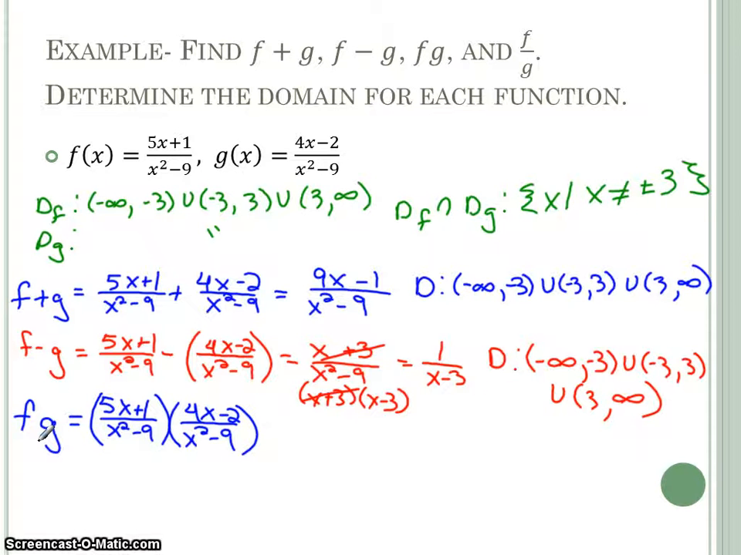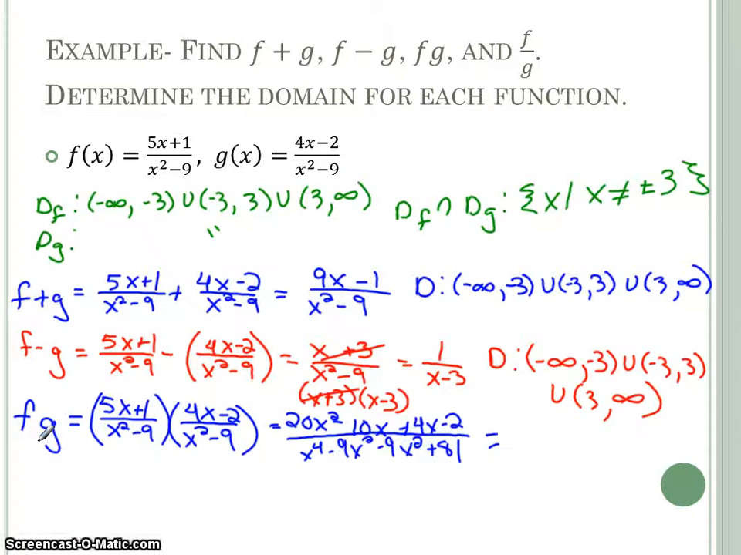So we're gonna take 5x plus 1 and multiply it by 4x minus 2. What do we have to do? FOIL, yes. Okay, so we'll get 20x squared minus 10x plus 4x minus 2 all over x to the fourth minus 9x squared minus 9x squared plus 81. We're gonna combine our like terms a little better in a little bit.